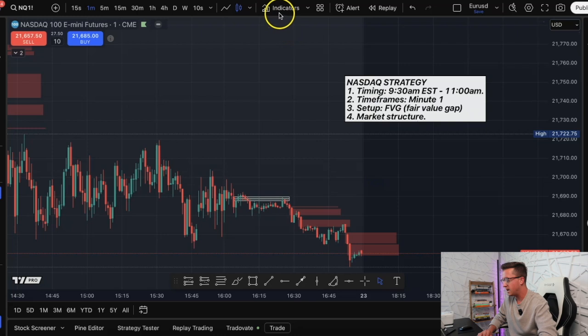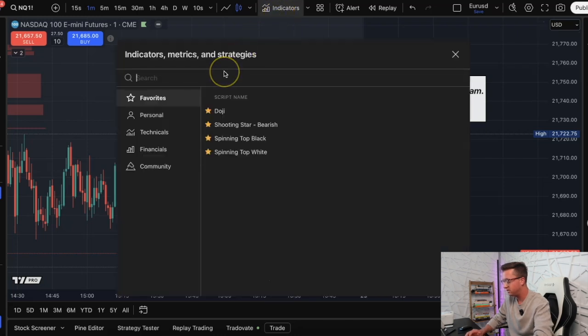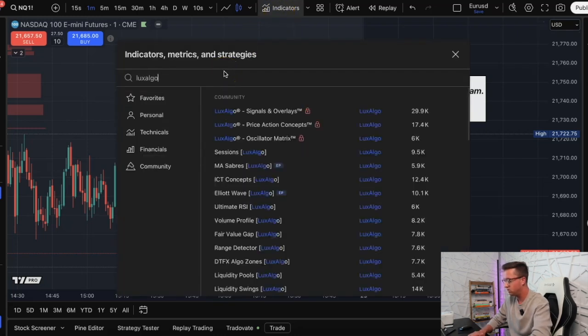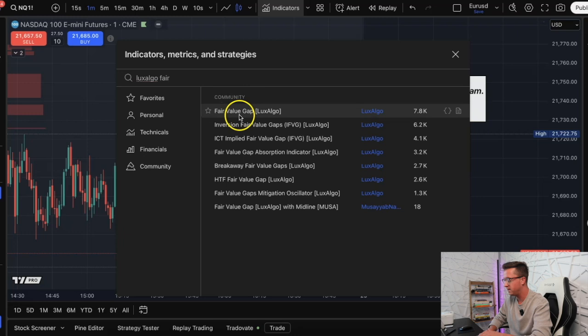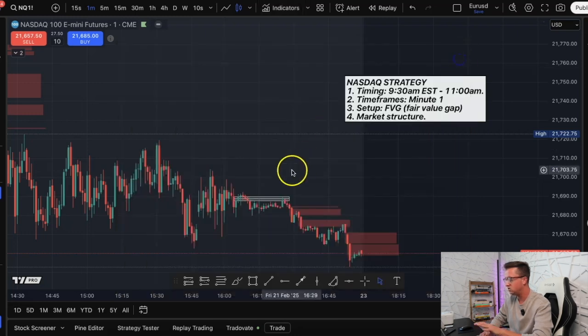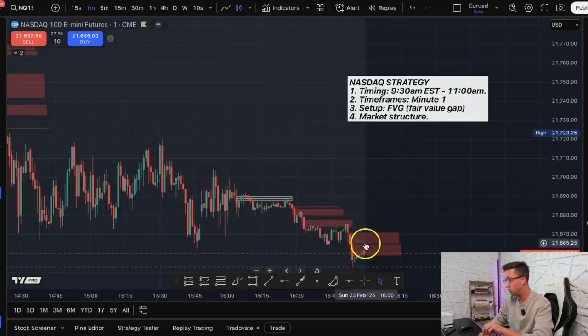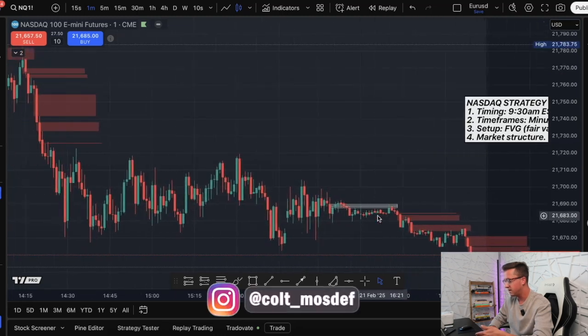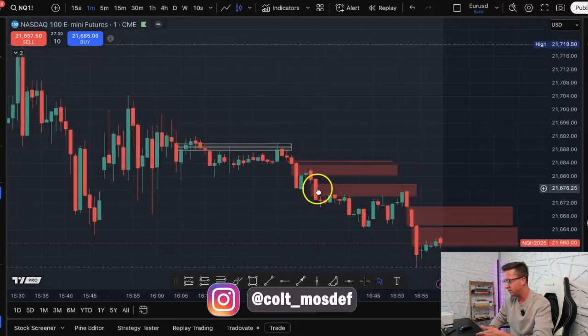So with our fair value gap, to make it easy, if you guys go to indicators and you type in LuxAlgo, space fair value gap right here, it will actually allow you to see these fair value gaps on your chart right here. So a fair value gap, we'll actually go and look at this one right here. A fair value gap is a 3 candlestick pattern.